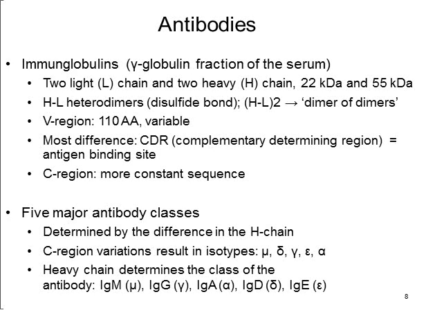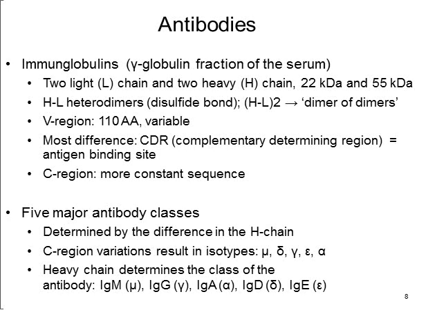Immunoglobulins have a variable or V region of around about 110 amino acids. This is the variable region, however the most difference is actually found in the CDR, which is the complementary determining region. This is the antigen binding site. The constant region has a constant sequence and is involved in the structure of the antibody rather than recognition of antigen. There are 5 major antibody classes determined by the difference in the heavy H chain.